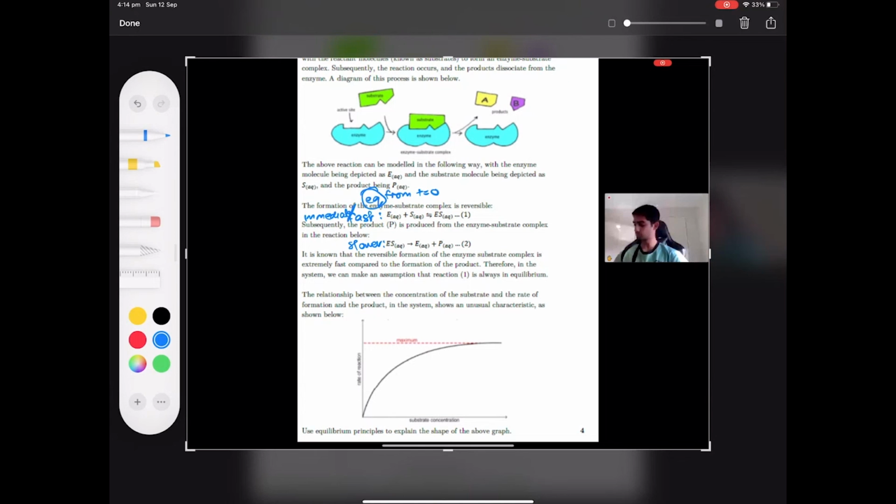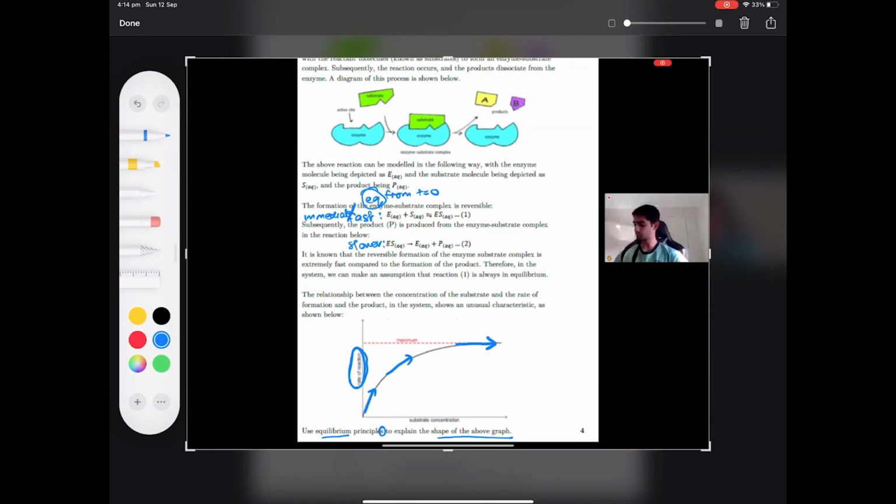Good. Now, using equilibrium principles, explain the shape of the graph above. For explaining the shape of the graph, you need to explain the initial increase, the decrease, and why it plateaus. Those are the key 3 changes in the graph. And you need to refer to rate of reaction, right? Now, what determines the rate of reaction? What theory are you going to be using, Anthony?